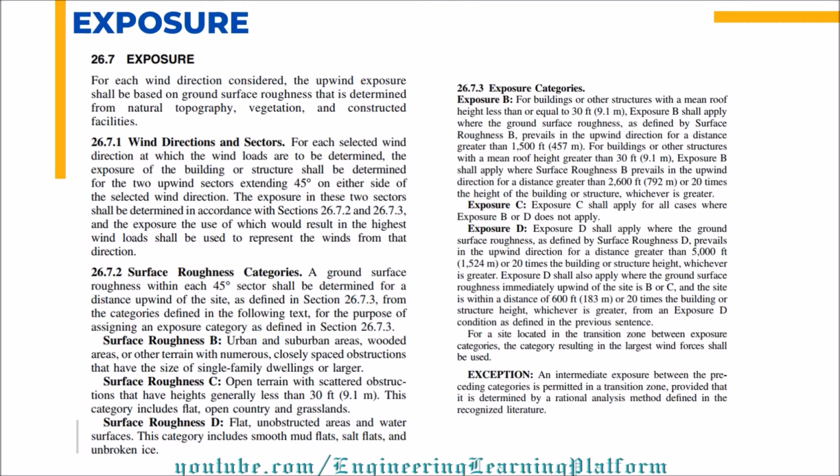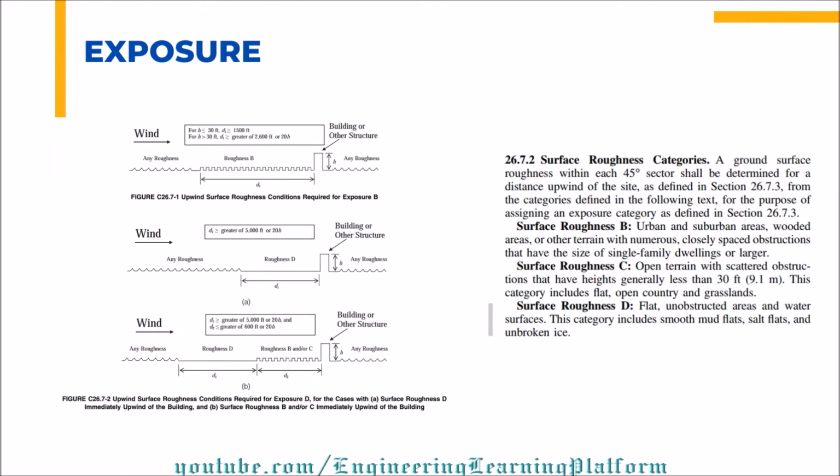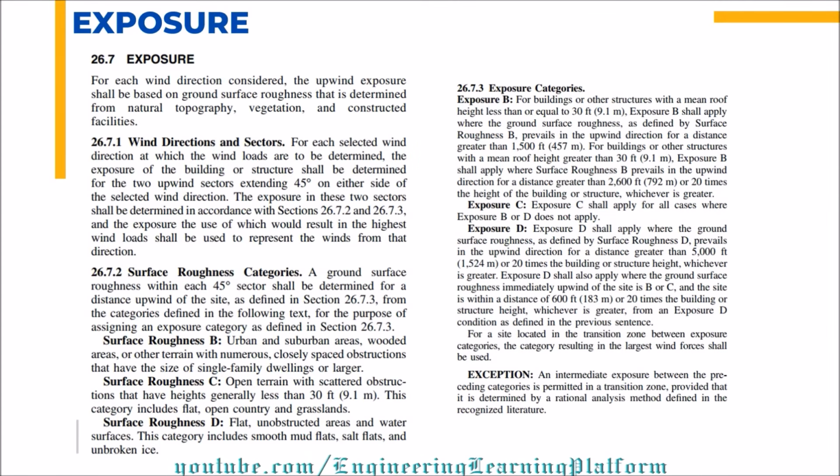That's the very first thing on which it depends, and the next thing is your building height. Okay, so the very first thing that we need to understand is surface roughness. So we have surface roughness B, surface roughness C, surface roughness D. So what do you mean by surface roughness B? Urban and suburban areas. So you can go and read this and see.